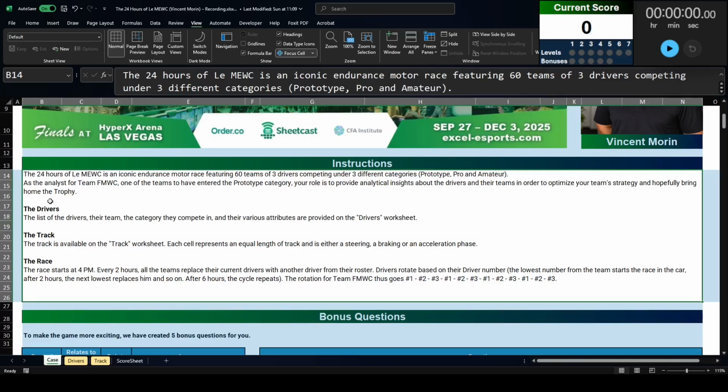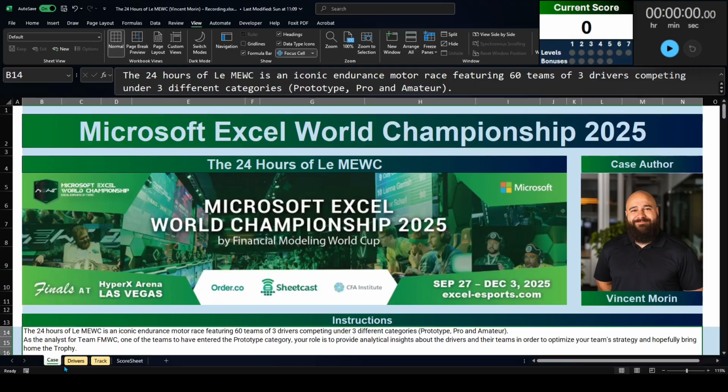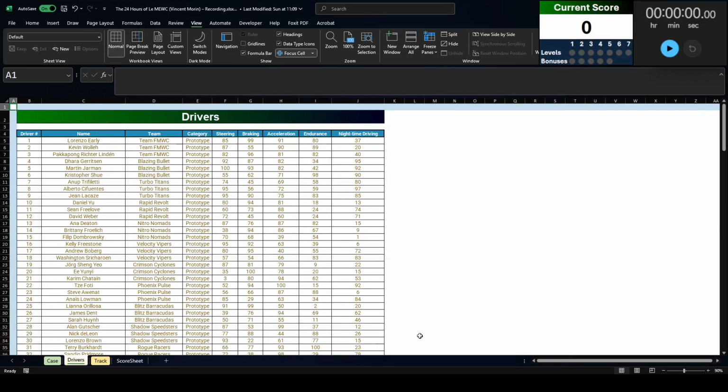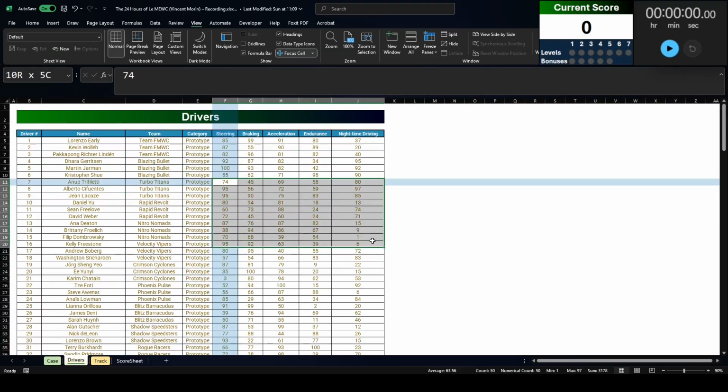All right. Auto racing is one of my favorite things, although I've never watched the 24 Hours of Le Mans. But I'm really excited about this case. Let me show you what else we've got in here. So we've got this nice long drivers table. We got drivers' names, their teams, the categories, a bunch of statistics about them.